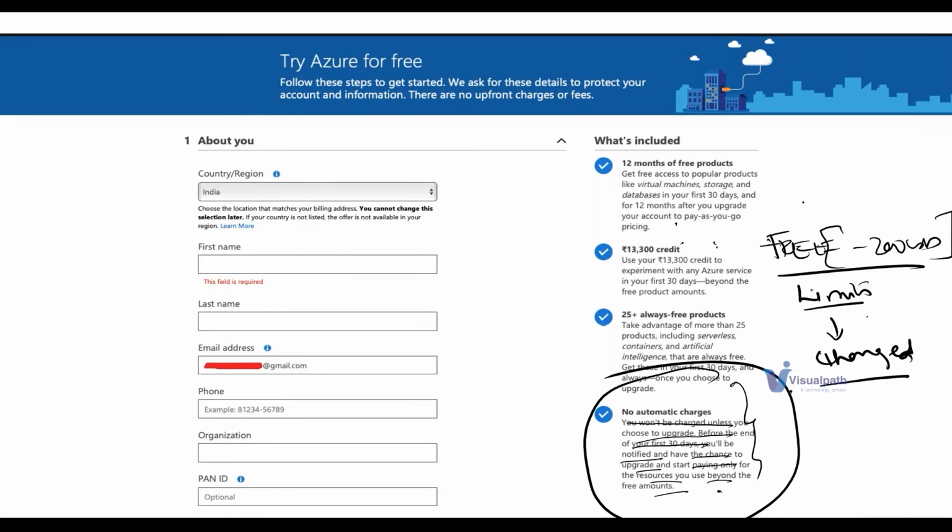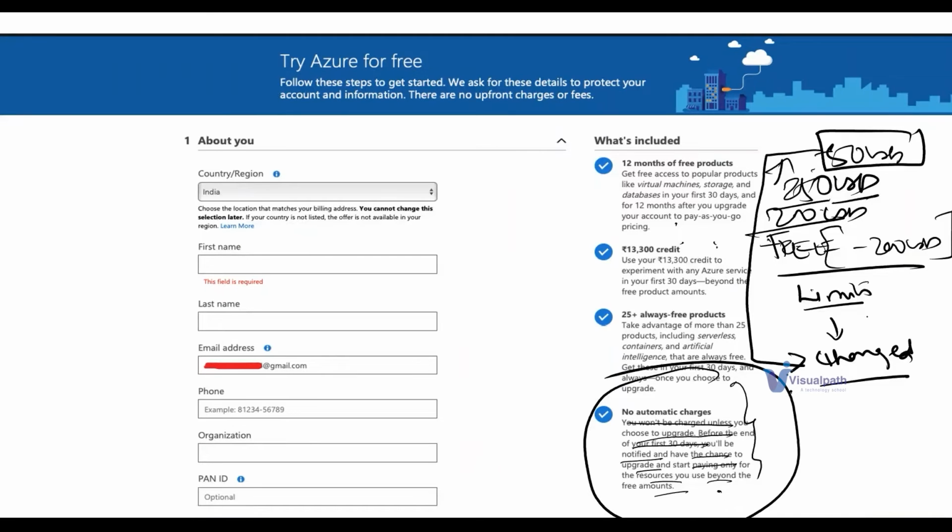Let's assume that your bill has gone up to 250 US dollars and you have credit of 200 US dollars. So what is going to happen? 50 US dollars is extra that you have to pay. Microsoft will send an alert to you asking you to pay that 50 US dollars because Microsoft gave you credits of 200 to use for 30 days, but beyond it you have been using. So $50 is something that you have to pay.